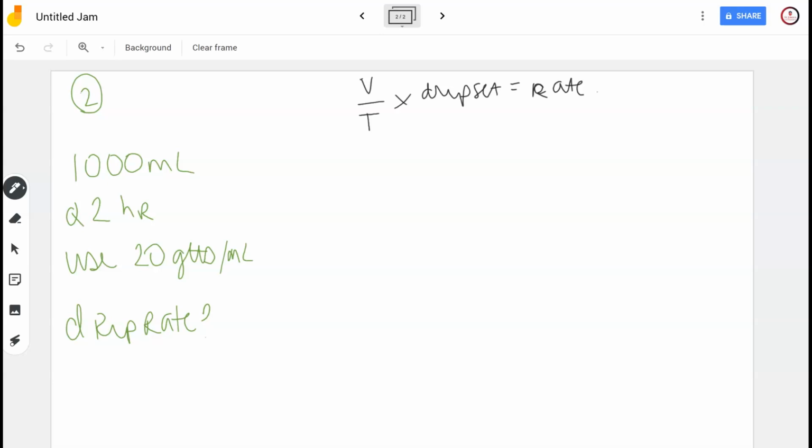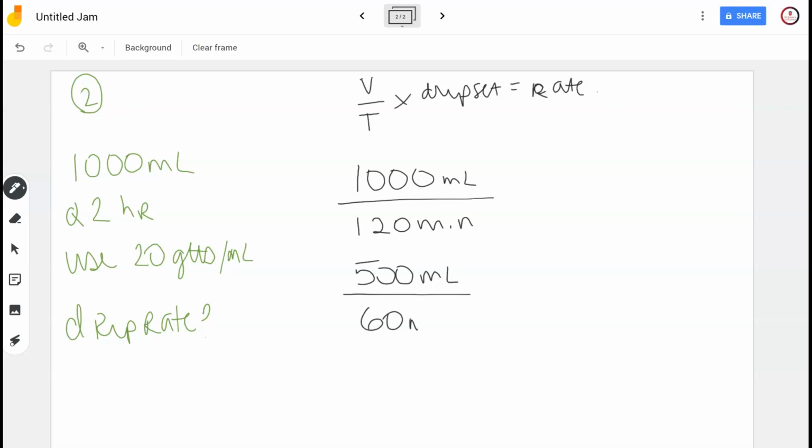You can do this one of 2 ways. You can simplify it before you get in, as you're looking for your hour rate. So that's half of this, and then you can just half this. So instead of doing 1,000 milliliters over 120 minutes, you can do 500 milliliters over 60 minutes, just to make your life a little easier, because it's simplified. Half one, you half the other, times your drip set.